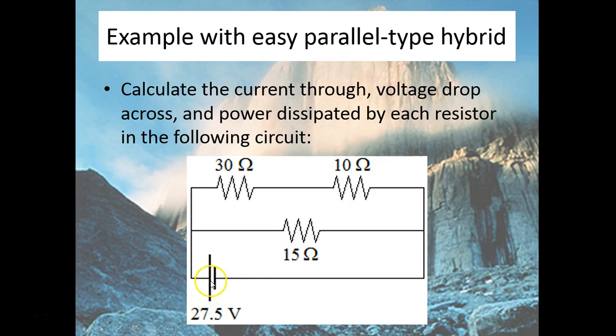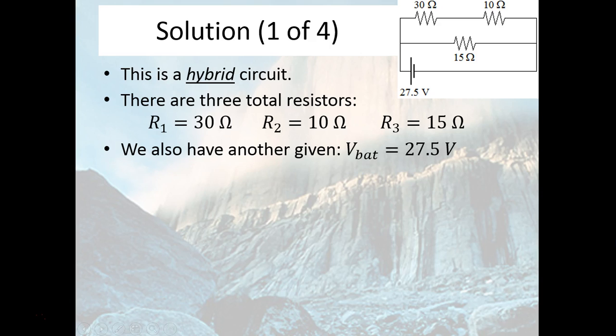If you look at the battery and you follow the current coming out of the battery, the current comes out of the battery, goes clockwise like this, it meets this junction. It now has a choice. It can either go through the 15 ohm resistor or it can go through these two resistors up here. So it's an either-or type of thing. So the main theme for this circuit is that it's going to be a parallel type of hybrid.